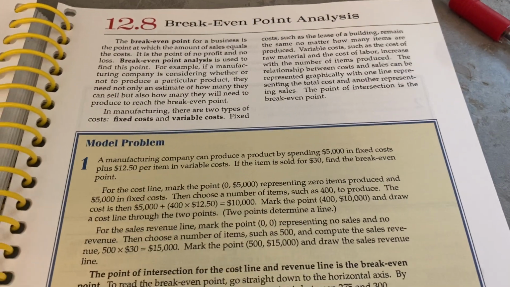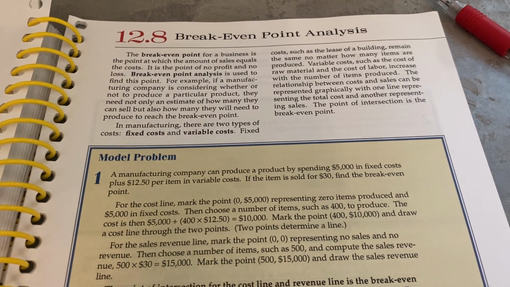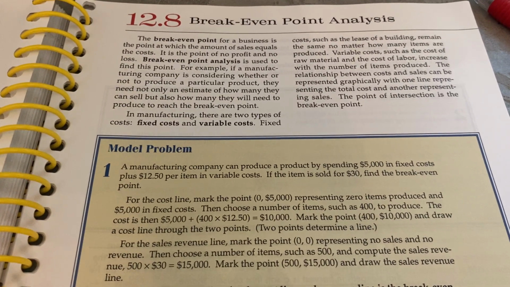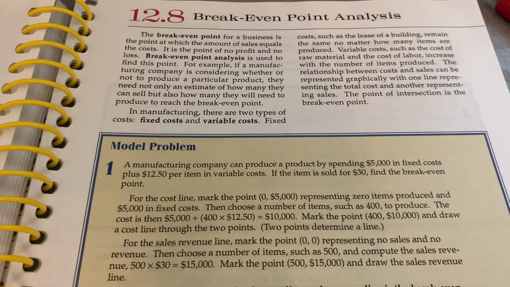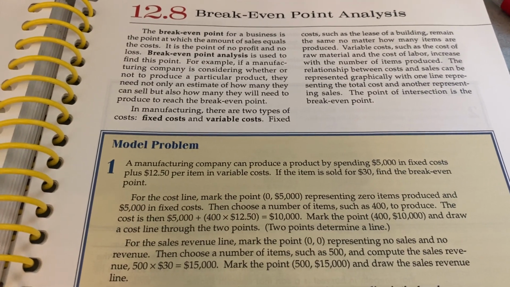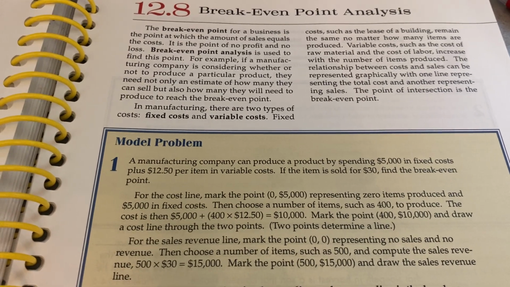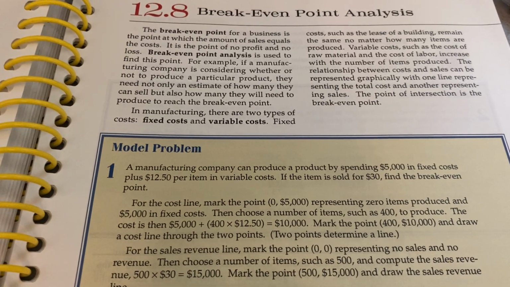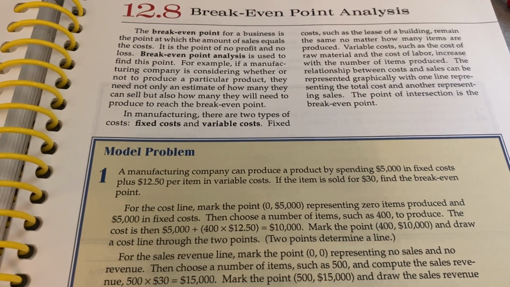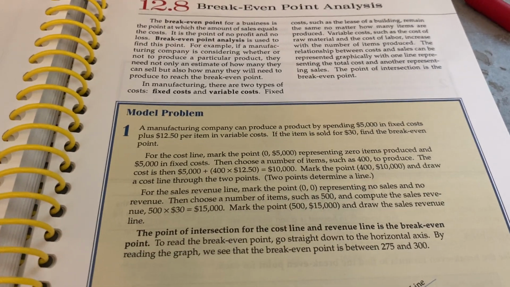The other thing we want to go over, now that we're going into chapter 12.8, is the break-even point. It's when do you break even. We need to know the point. How many items do you need to sell to break even? How many do you have to sell so that you can make a profit? The break-even point for a business is the point at which the amount of sales equals the costs, and you break even. You need to know that point, because after that point, you'll be making money.